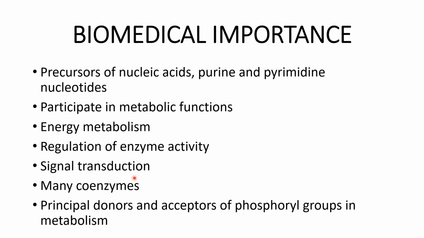During signal transduction, ATP is transformed into cyclic AMP, and GTP is transformed into cyclic GMP. So they are also involved in signal transduction reactions, and they are also involved in the structure of many coenzymes. These coenzymes are formed from the active vitamins, and many of the coenzymes contain nucleotides.